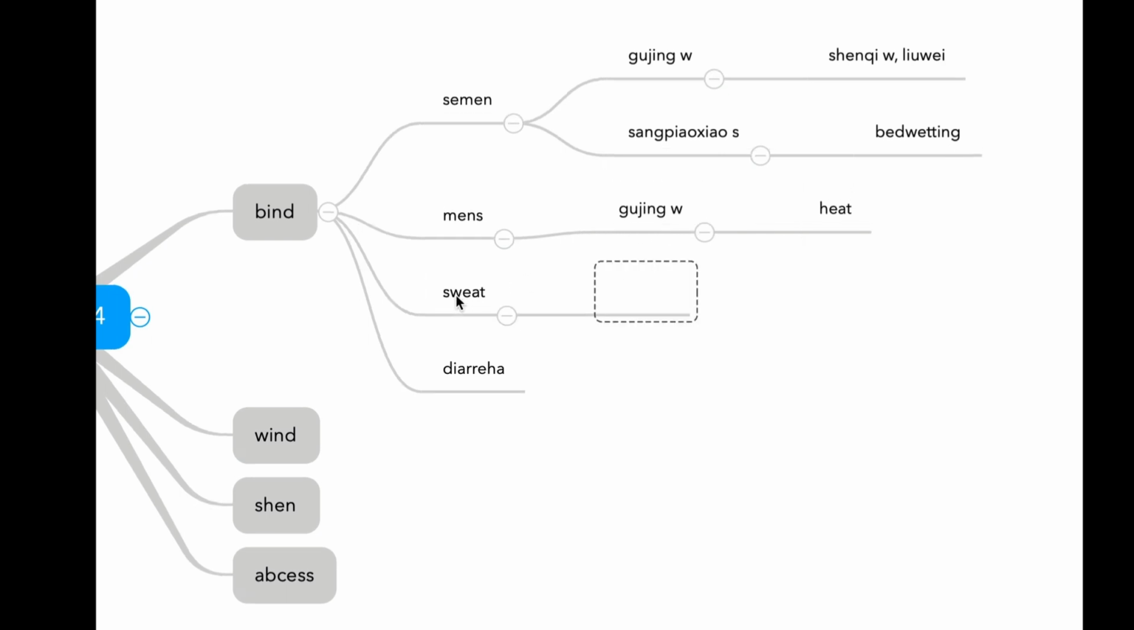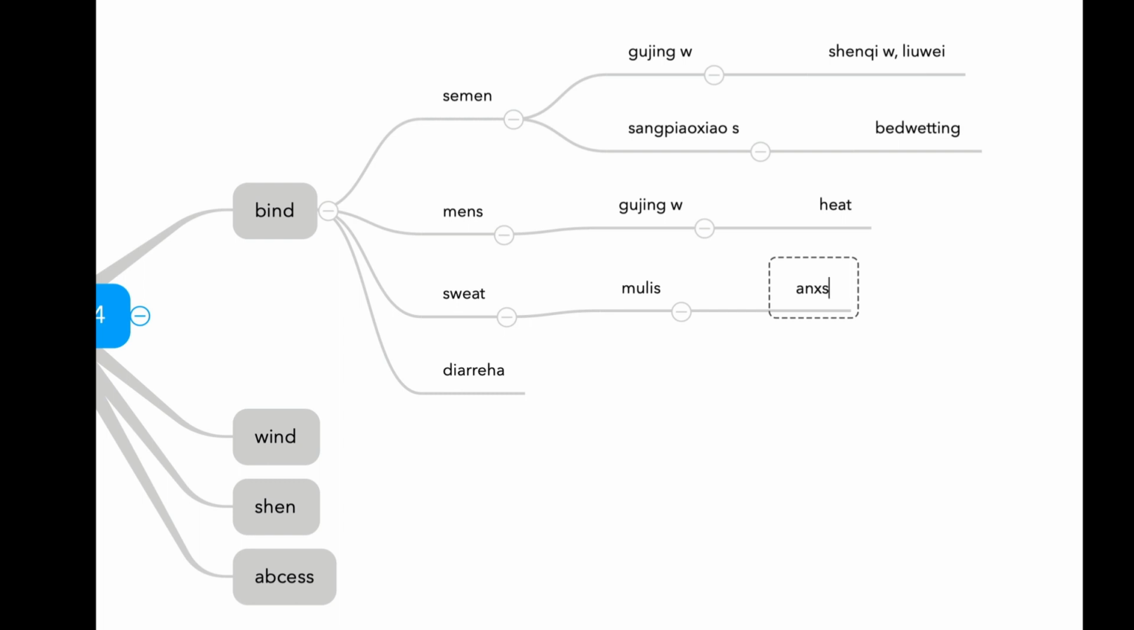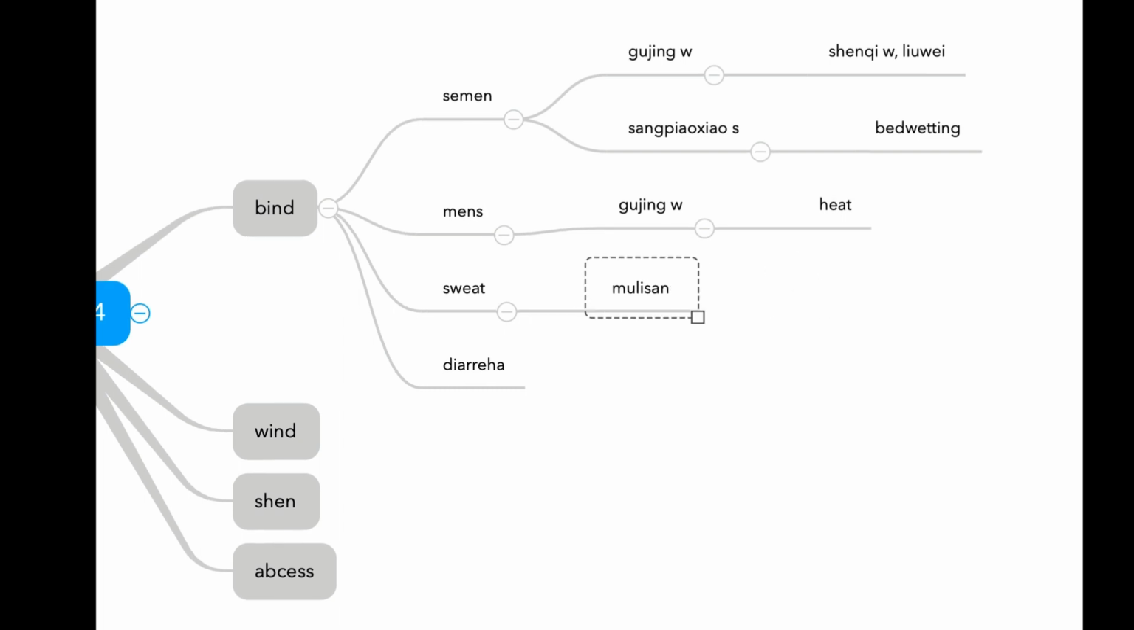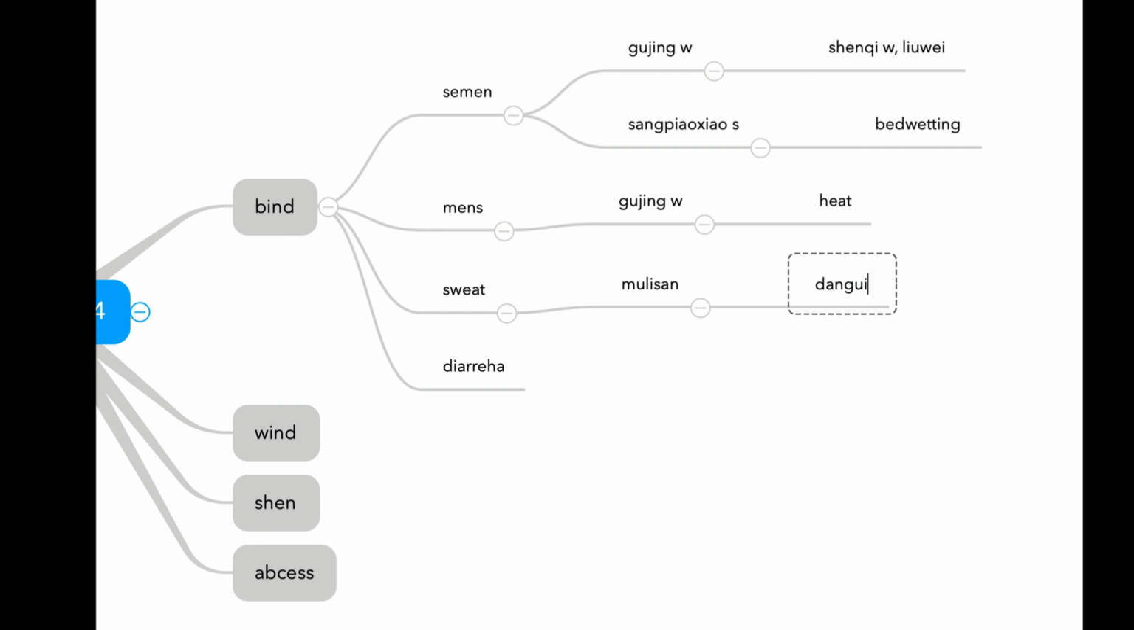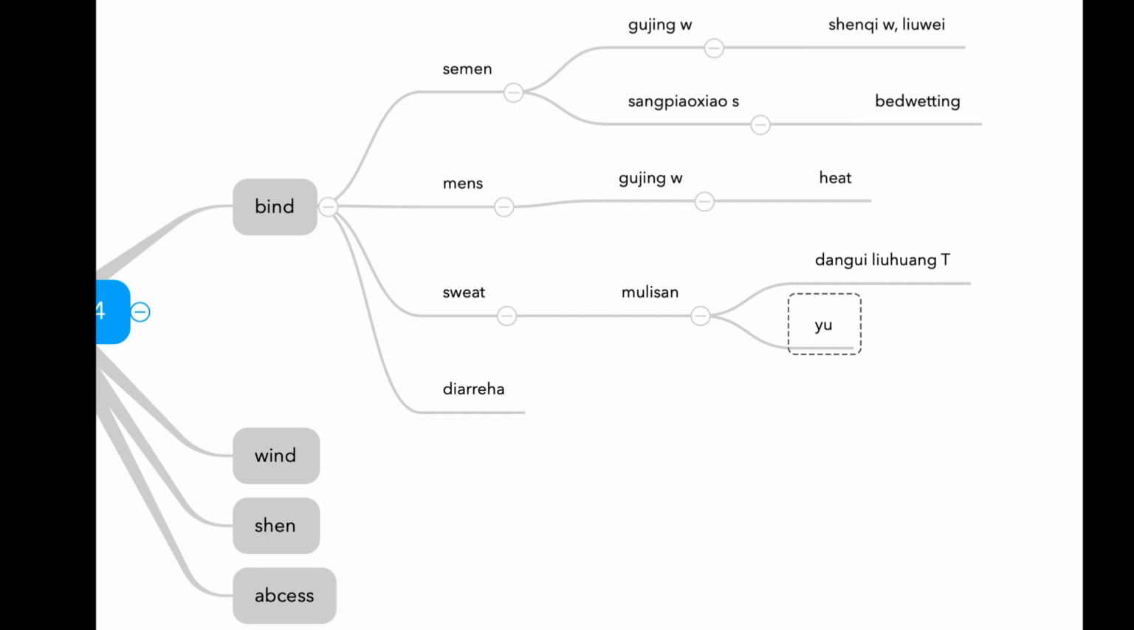And the formula for sweating in the binding section is Mulisan. Right? Mulisan. And Mulisan, you need to compare this formula with Dangwi Liu Huang Tang, and also Yu Pingfengsan. So this is kind of a freebie. You should not miss this kind of question. You need to compare these three formulas because all these three formulas can be used for sweating.